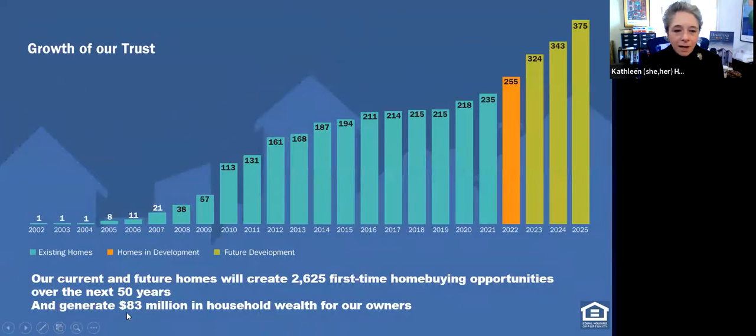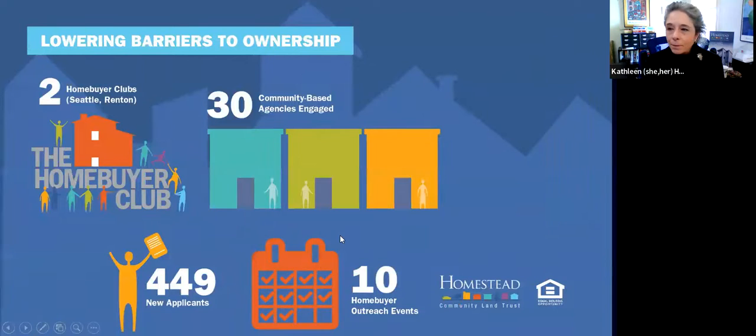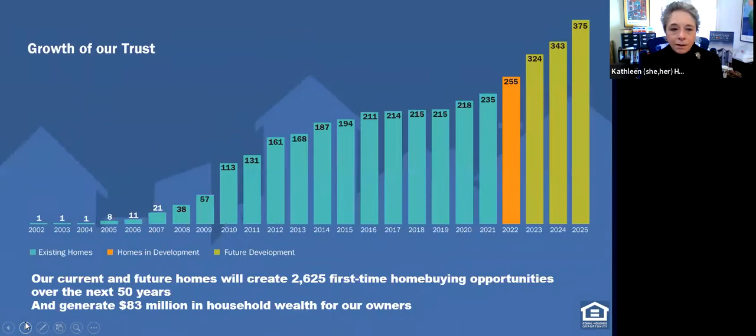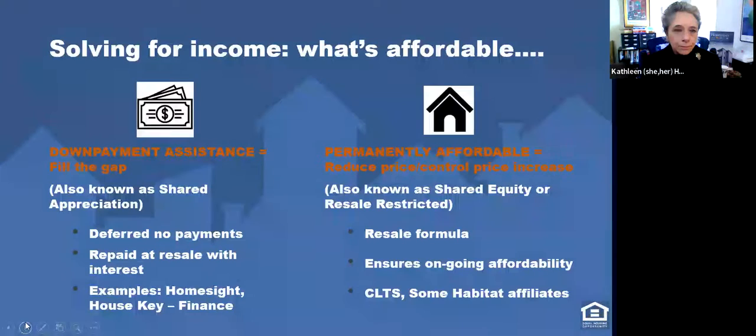We've engaged a bunch of agencies to help us do culturally appropriate outreach. We have a waiting list of 1,500 households already interested in our program, and we just can't build fast enough. What you see on this slide is basically the growth of our trust and our projected growth with the projects we know about, taking us into 2025. And so we're actively developing and have a pipeline of homes for new construction.